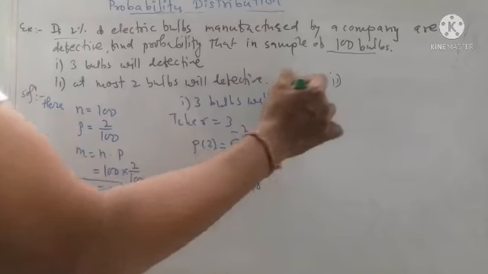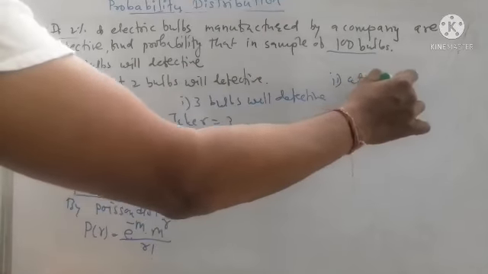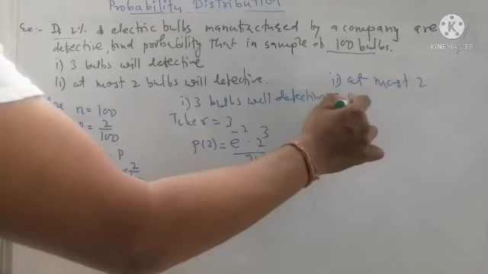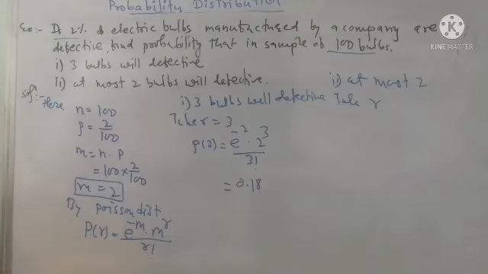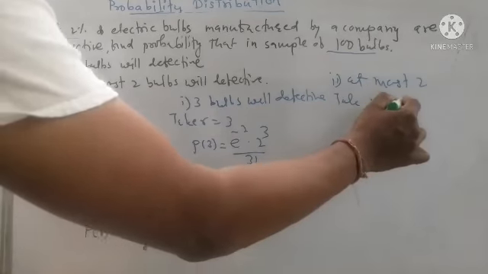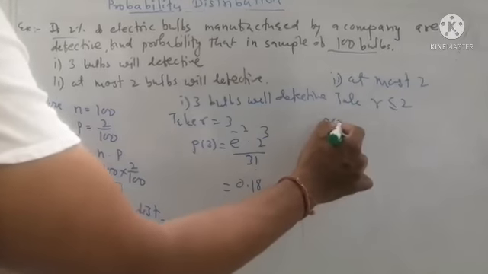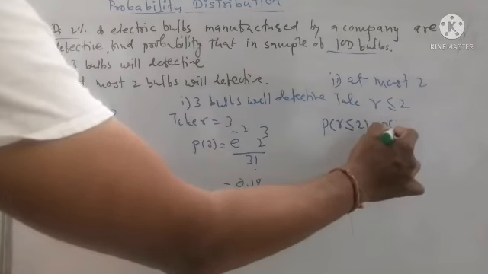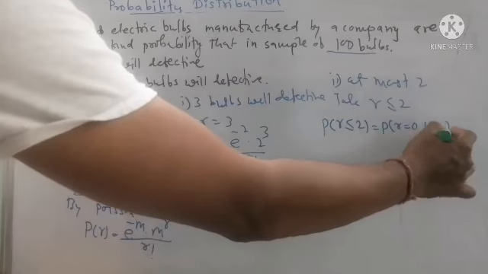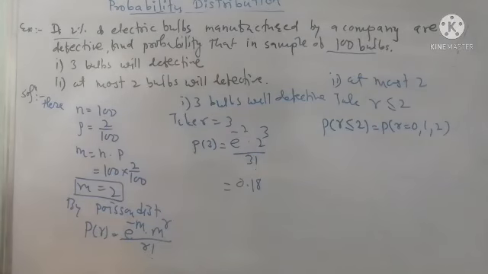Now the second is at most 2. Now at most is again an inequality. So we take r as greater than or equal to, or less than or equal to. At most, we use less than or equal to. That means r has a value less than 2 or 2, that means r is 0, 1, 2. So to find p of r less than or equal to 2, we take values r equal to 0, 1, 2, as the complement of this will be r greater than 2, and greater than 2 means r has a value 3, 4, 5, 6 or up to 100. That means all bulbs are defective.